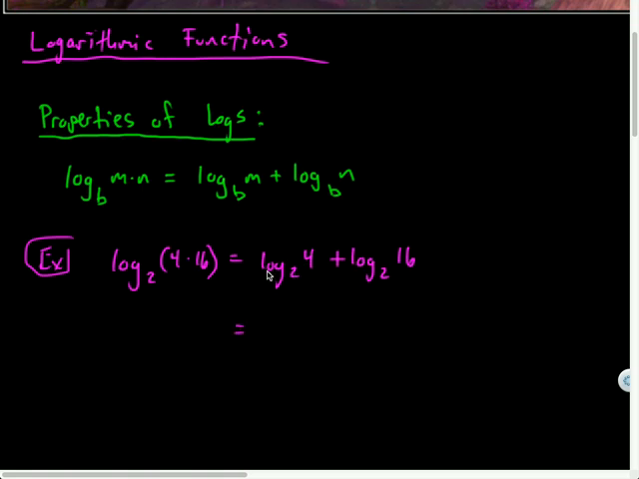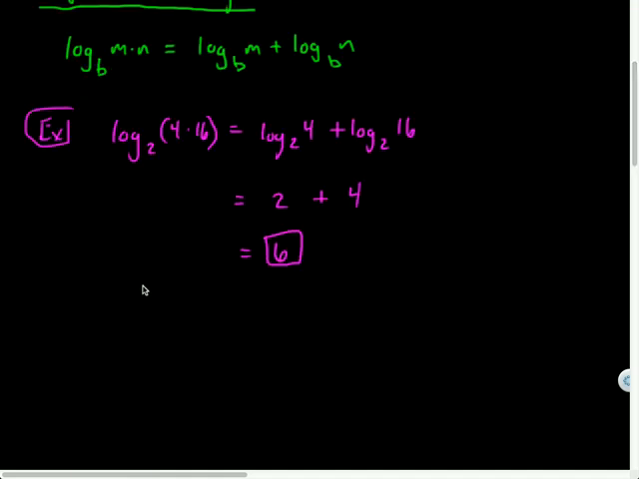And log base 2 of 4, what does that ask us? 2 to what power is 4? 2. And log base 2 of 16, what does that ask us? 2 to what power is 16? And that would be 4. So I end up getting 6. Which, notice, is the same thing I would have gotten if I had done this. I guess I'll call this my check. Log base 2 of 64. Right? 2 to the 6th power is 64.